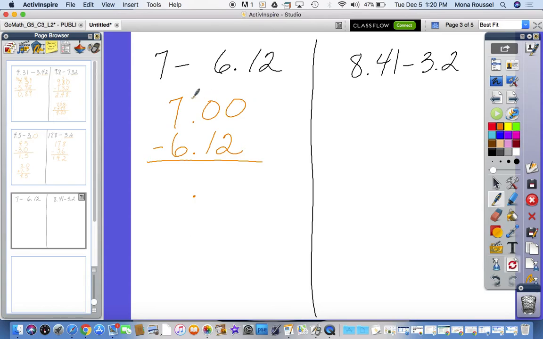We will have to do some borrowing here. So the difference would be 88 hundredths.